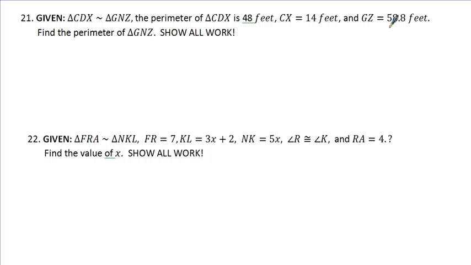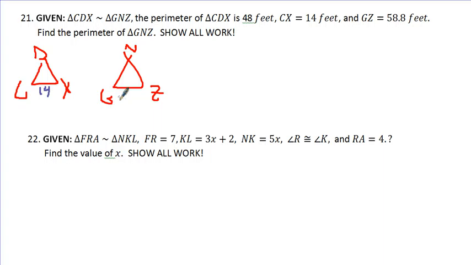Alright, home stretch, last two problems. We need to find the perimeter given the information that we have. If you want to draw out the triangles to help you see what we have, CDX and GNZ. Fill in the parts that we know. We know that the perimeter here is 48, CX is 14, GZ is 58.8. CX and GZ correspond, so we can set those up in a ratio, 58.8 below 14. And we know that the perimeters also follow that scale factor, 48 over the perimeter of triangle GNZ.